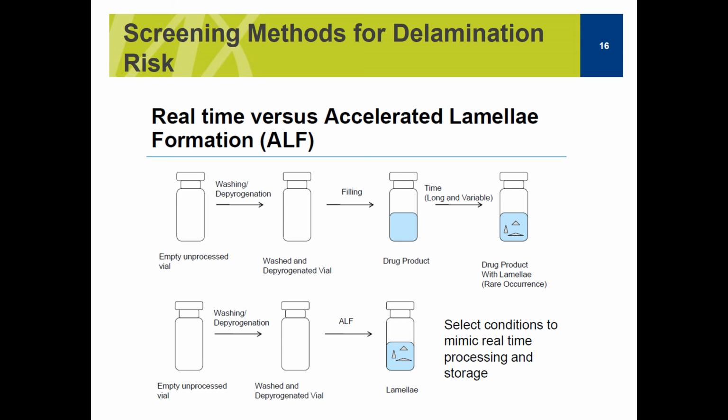Now, of course, you cannot replicate this easily. In order for you to replicate this in the lab, you're going to have to do some kind of fast-paced study, or you're going to have to accelerate it. So you add a very basic solution to the vial. You add in some bleach or something similar, a very basic solution, and then the delamination will occur much faster than with a regular drug product.